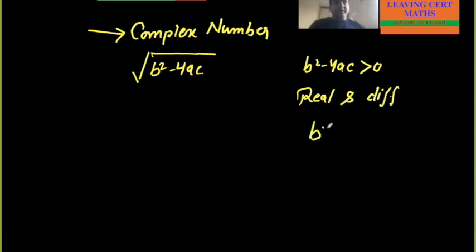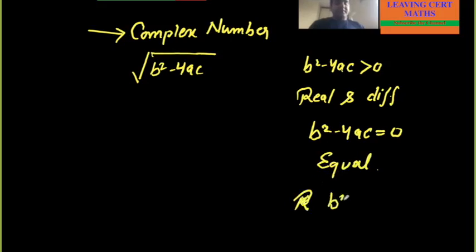Now if b square minus 4ac is equal to 0, you will get equal roots, right? Now if b square minus 4ac is less than 0, you will get imaginary roots. So these things can't be negative.